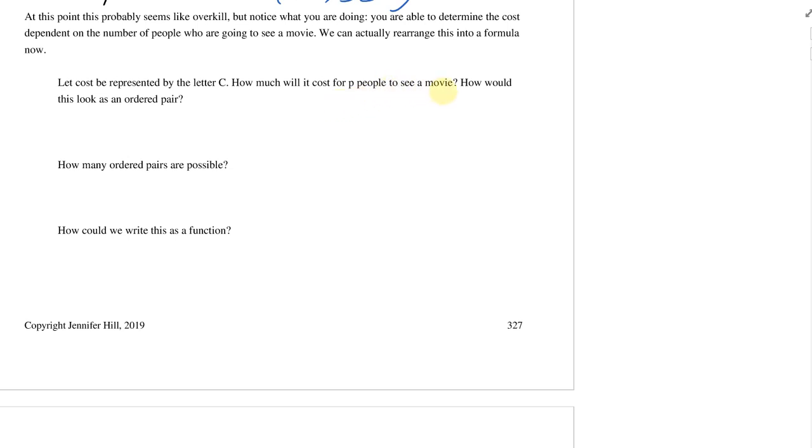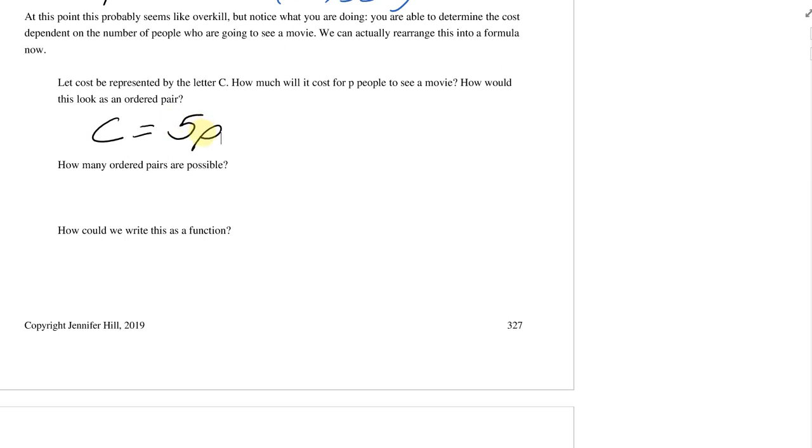How much will it cost for P people to see a movie, and how would this look as an ordered pair? So the cost is going to be determined by, you don't know how many P people is, right? But what I do know is if I told you how many P people is, you would just multiply that by 5, because that's what you were doing in all the previous examples. So in this case, my cost would equal 5P.